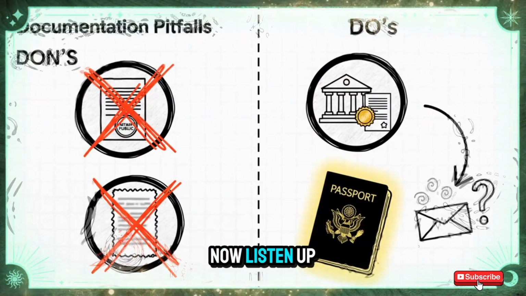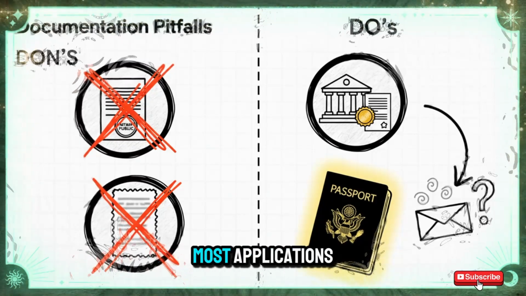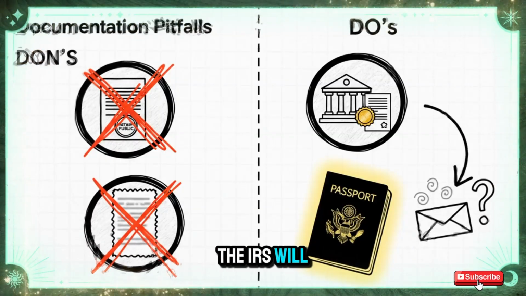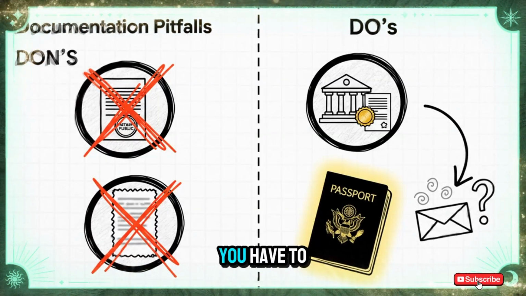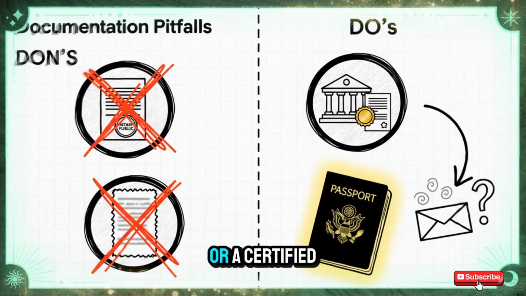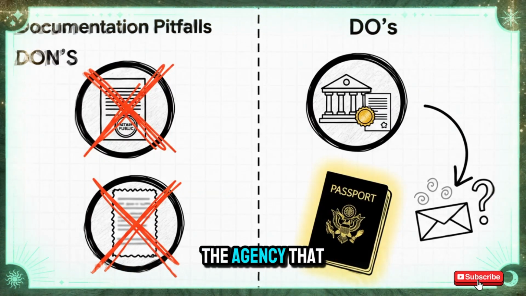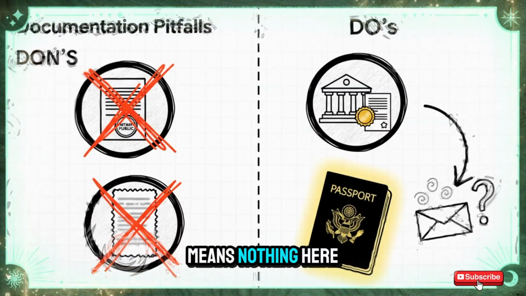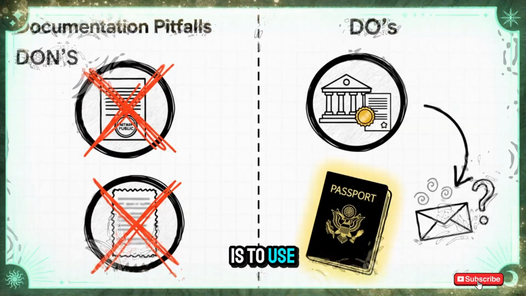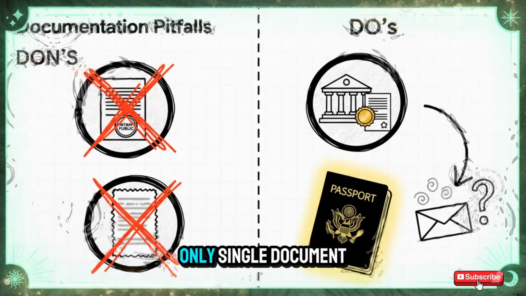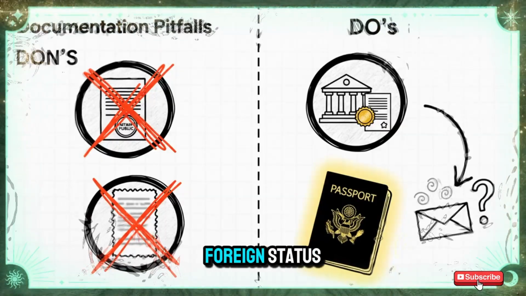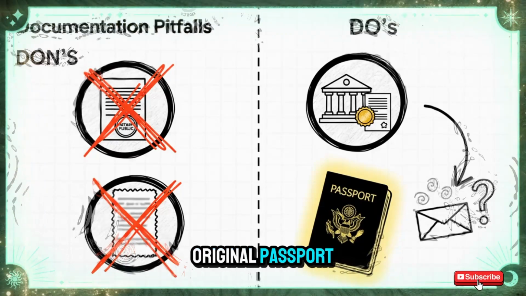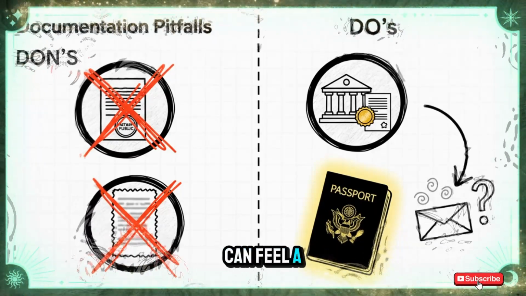Now listen up, because this is the step where most applications get rejected: the documentation. The IRS will not accept regular photocopies. You have to send either the original document or a certified copy you get from the agency that issued it. And certified is not the same as notarized. A notary stamp means nothing here. The easiest route is to use a valid foreign passport, because it's the only single document that proves both identity and foreign status. The big downside? You have to mail your spouse's original passport to the IRS, which can feel a bit risky.